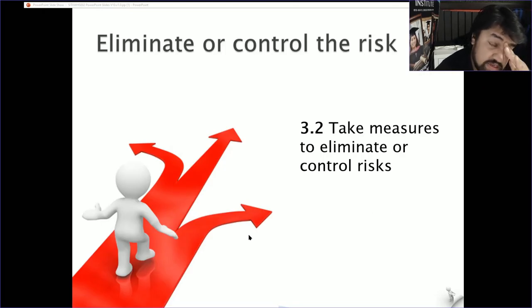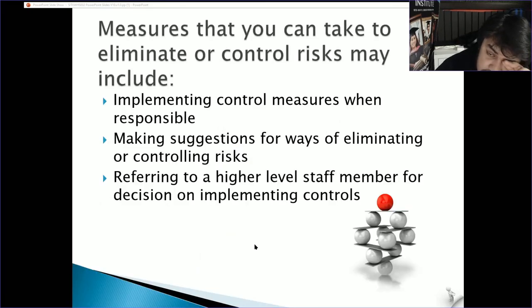So we've got the last criteria, 3.2: Take measures to eliminate or control risks. Measures that you can take to eliminate or control risk may include implementing control measures when responsible, making suggestions for ways of eliminating or controlling risks, and referring to a higher level of staff member for decisions on implementing controls.